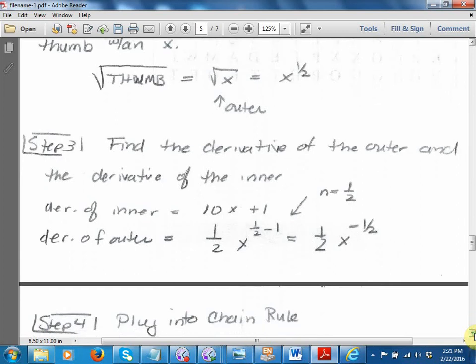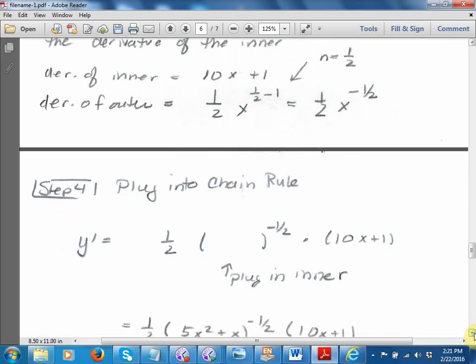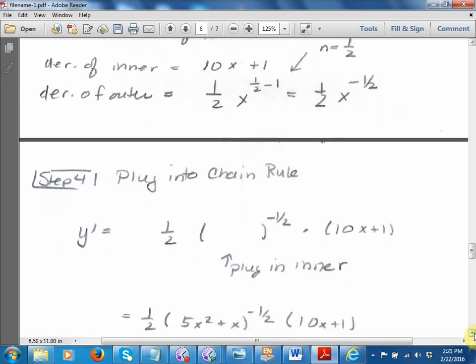Okay, so I get 1/2 x to the minus 1/2 as the derivative of the outer, and then you plug everything into the chain rule. Chain rule is the derivative of the outside function, but instead of x, you replace it with the inside function. So I left it blank there where the x should have gone, and instead of the x, you're going to plug in the inside function. The inside function was 5x squared plus x. That gets replaced in where the x was. And then you multiply by the derivative of the inside function, which was 10x plus 1. Totally bookkeeping. You just plug everything in where it's supposed to go.